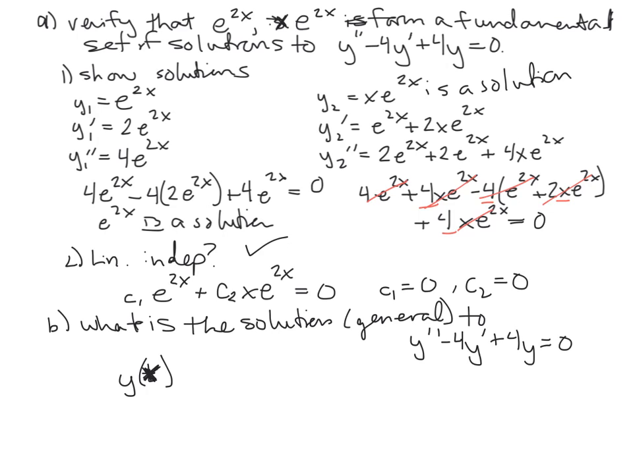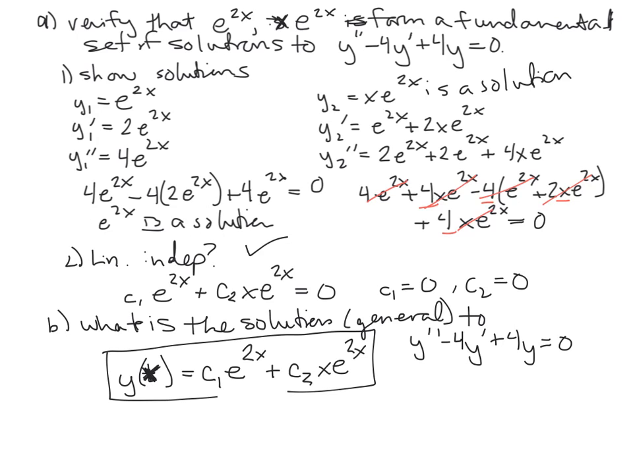Okay, so the solution is going to be y of x, and we take a constant and multiply it by each of the functions in our fundamental set of solutions: C1 e to the 2x plus C2 x e to the 2x. And there's our general solution to that differential equation. All right, so I'm going to continue on with this example.